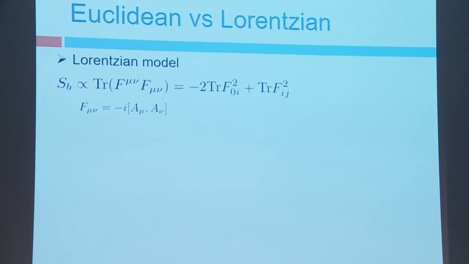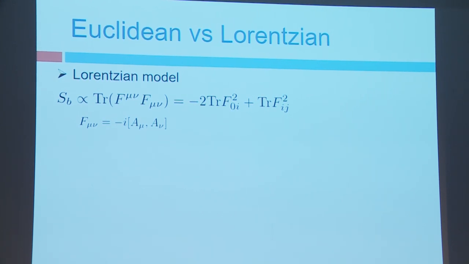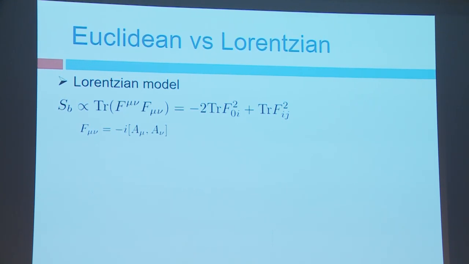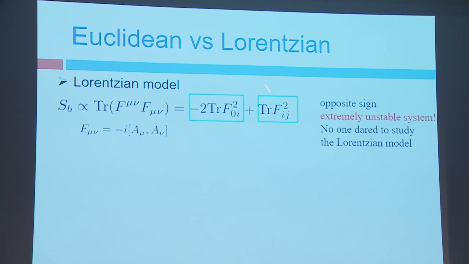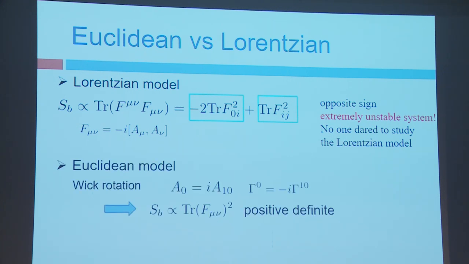So now let me explain the difference between the Euclidean version and the Lorentzian version of this model. In the Lorentzian model, the bosonic part of the action takes this form, the sum of these two terms, where F_mu nu is given by the commutator of A_mu and A_nu. This is a Hermitian matrix. So you can see that these two terms have opposite sign, which means that this model is an extremely unstable system. So this is why no one dared to study the Lorentzian model for more than 15 years.